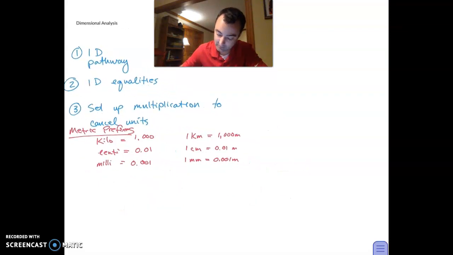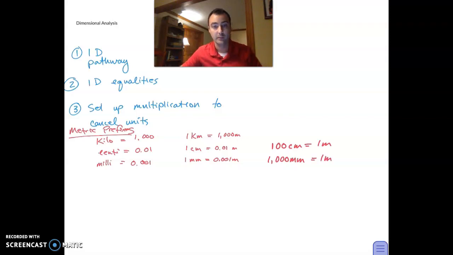For the last 2, students sometimes would rather set it up like this. You have 100 centimeters is equal to 1 meter, or you have 1,000 millimeters, that's equal to 1 meter. Okay, but both of those are true. It doesn't matter whether you want to describe it as 1/100th of a meter or 100 centimeters in 1 meter. Whatever equality you use, it's still equal. All right, so it's still going to be an equality. Sometimes people just prefer whole numbers to dealing with fractions or decimals.